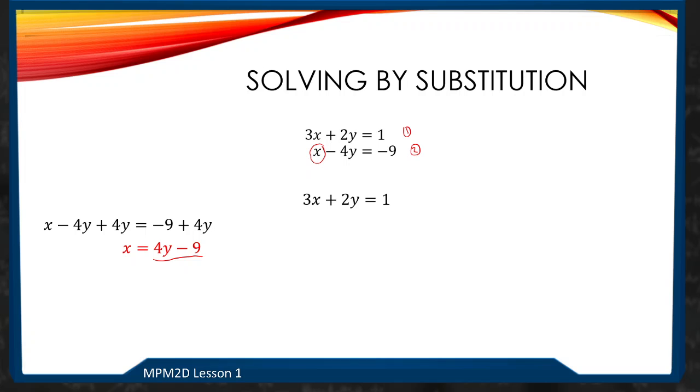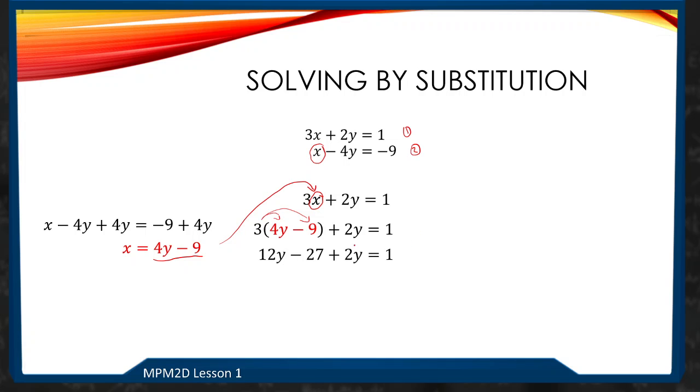Now we're going to take our first equation, 3x plus 2y equals 1, and replace the x value in here with what we know x is. So I'm going to put it in brackets, 4y minus 9. As you can see, this is the exact same expression. I haven't done anything, but I've just changed how I'm expressing x. Instead of just x, it's 4y minus 9. Now I can multiply 3 times 4y and 3 times negative 9, and I'll come up with 12y minus 27.